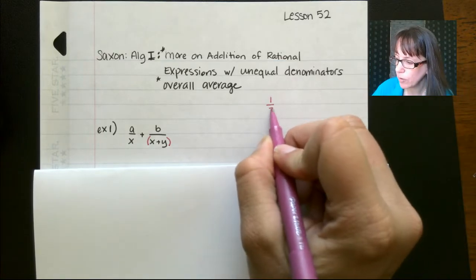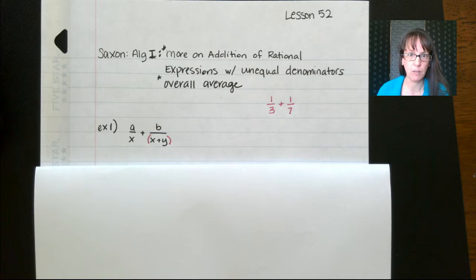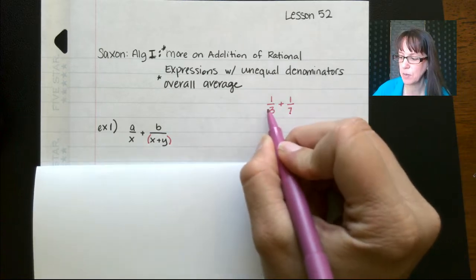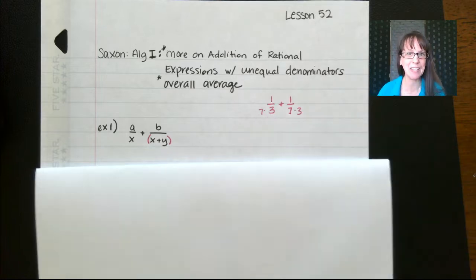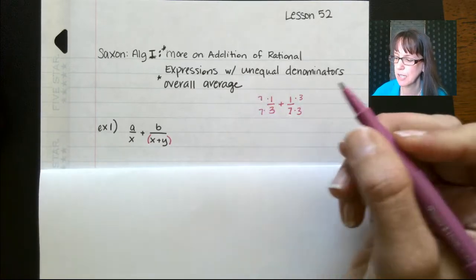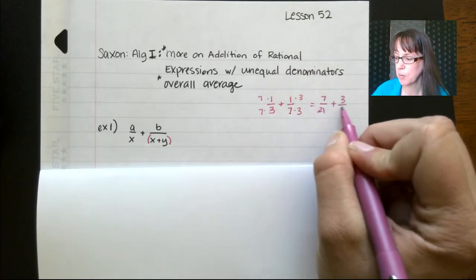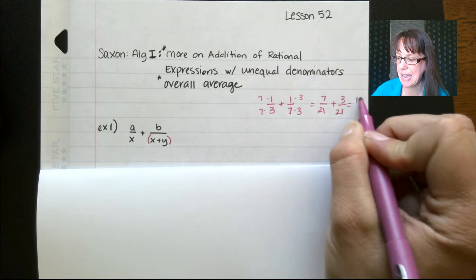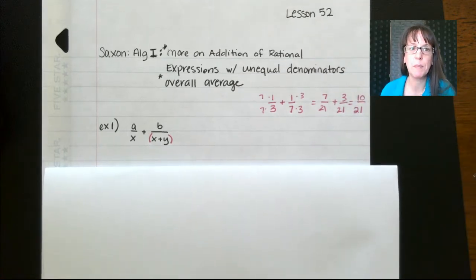If we had 1/3 plus 1/7, that is going to give us a common denominator of 21. We take 7 and multiply it by 3, and we take 3 multiplied by 7. That gives us 21. Of course, what we do downstairs, we also have to do upstairs. So we end up with 7/21 plus 3/21. And then of course that gives us 10/21, right?